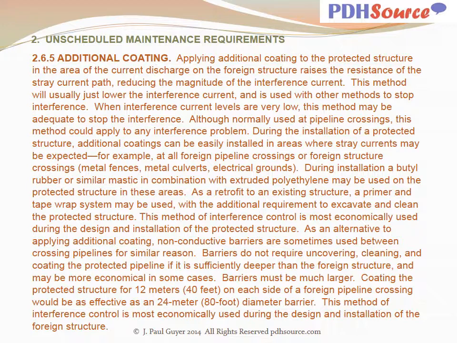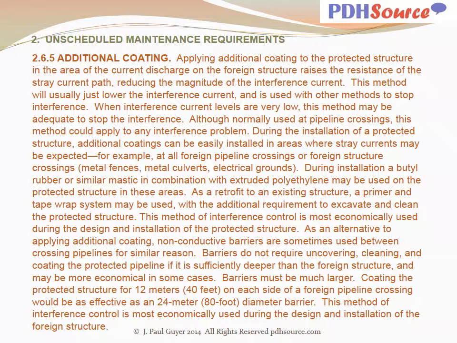Additional coating to the protected structure in the area of the current discharge on the foreign structure raises the resistance of the stray current path, reducing the magnitude of the interference current. This method will usually just lower the interference current and is used with other methods to stop interference. When the interference current levels are very low, this method may be adequate to stop the interference. Although normally used at pipeline crossings, this method could apply to any interference problem.